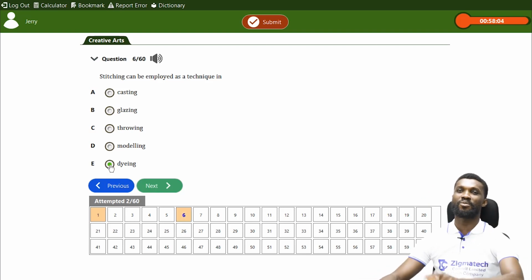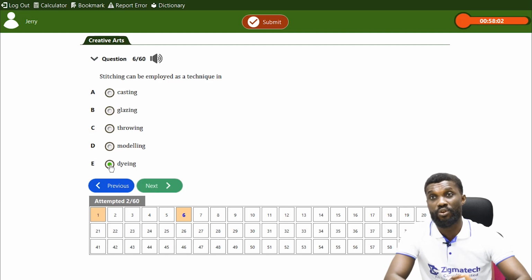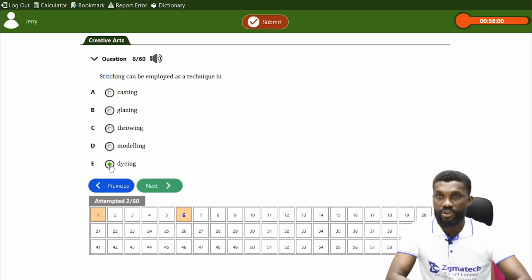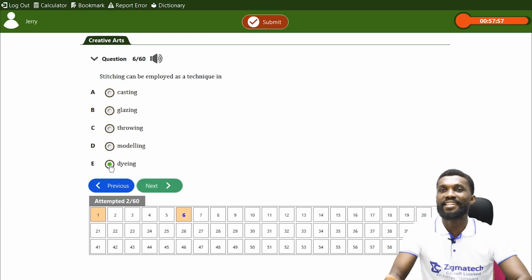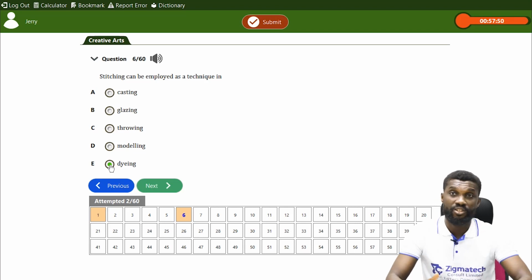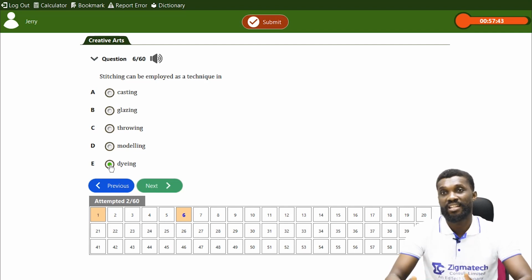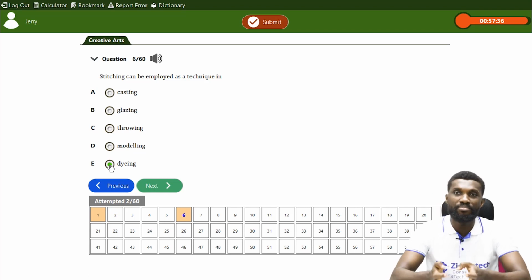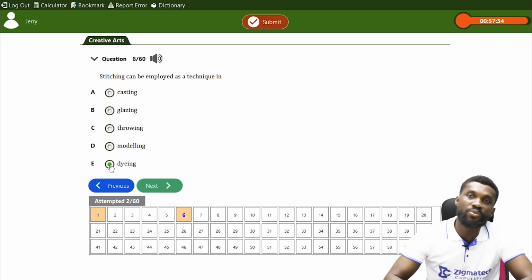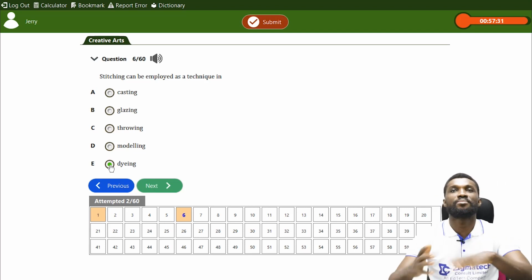Meanwhile, let me just explain what casting is. Casting is for the sculptors, a form of recreating already created objects. Glazing too is for ceramics. After making your pottery ware, you do your bisque firing, which is known as terracotta, and then you glaze, which is the final firing. After glazing, the work is ready. Throwing is the process of making a ceramic ware. Modeling too is for sculptors, to mold something and build up something.